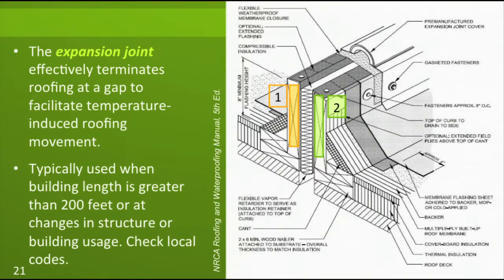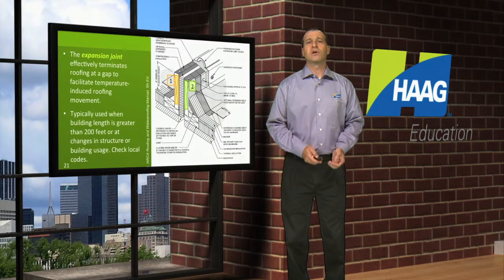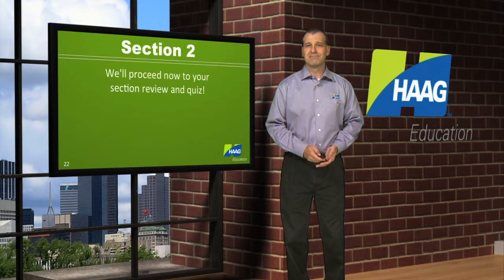Typically, when a building is longer than 200 feet, or you've got changes in the roof building dimension or shape or building usage, it is helpful to put one of these expansion joints in. You also would have to check your local codes to see what is the proper dimension in your area for expansion joints. This concludes section 2 of our course. We'll now proceed to your review and quiz.